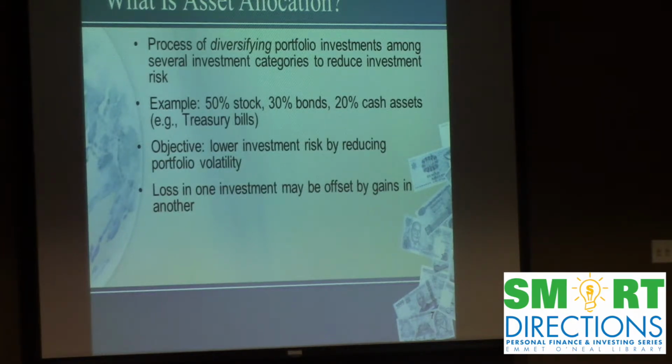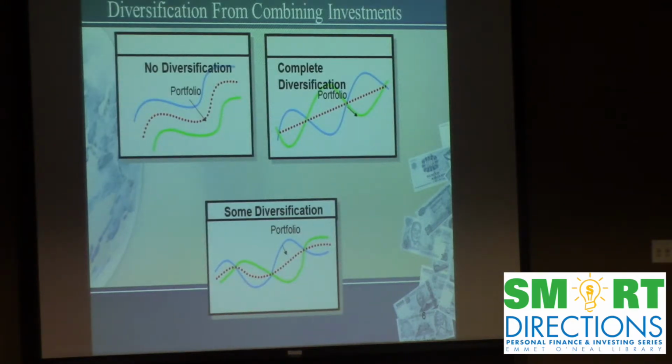So you want to lower your investment risk by, again, reducing portfolio volatility. That's what I said before. That line, that squiggly line, you want to make that as flat as you possibly can. That's portfolio volatility. The less it goes up and down, the better you sleep at night. It is as simple as that. If it goes up and down, again, the average return might be exactly the same.